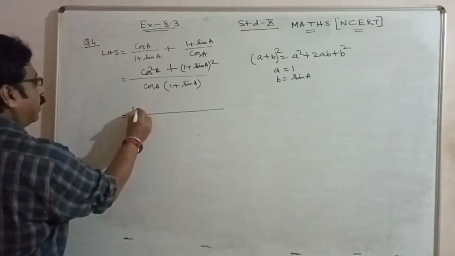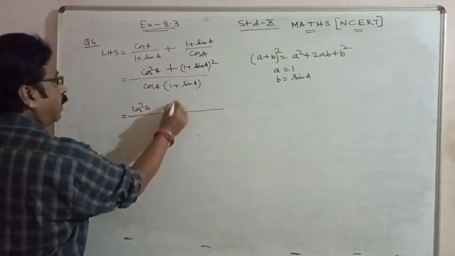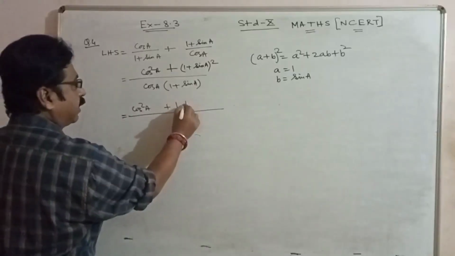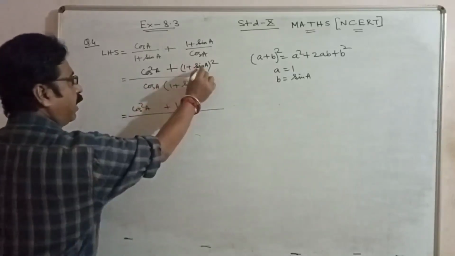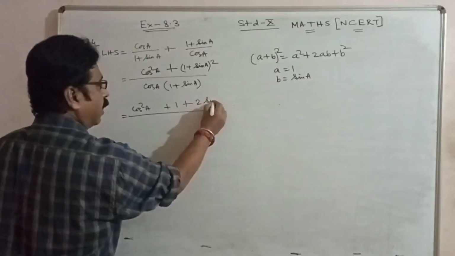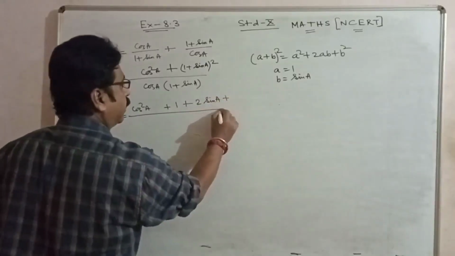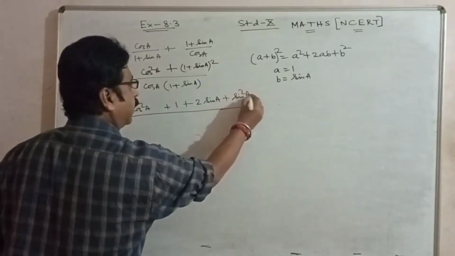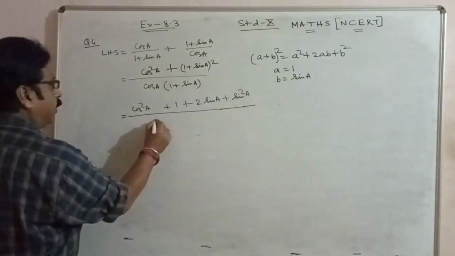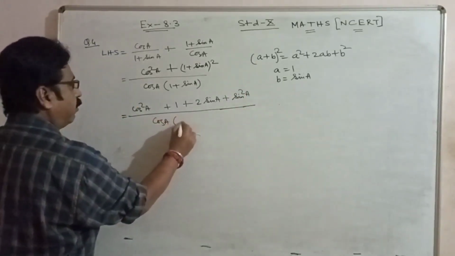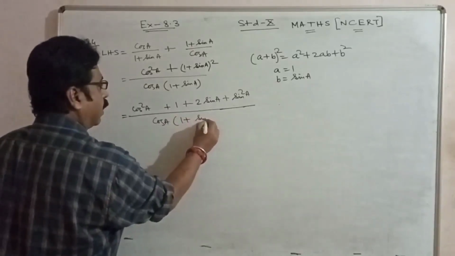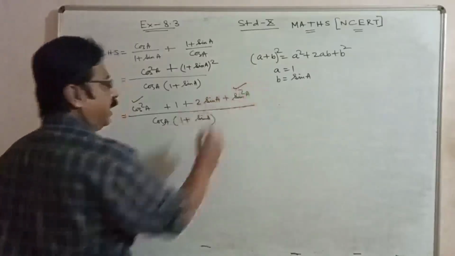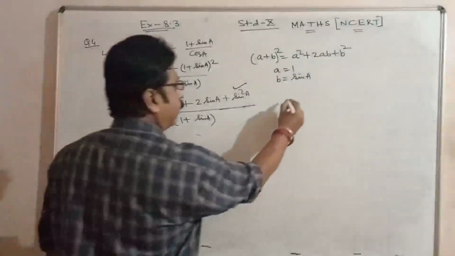Cos square (A plus B) whole square means A square, so 1 square is 1, plus 2 into A into B, that is 2 into 1 into sin A, which means 2 sin A, plus B square, which is sin A whole square, means sin square A. It is cos A into 1 plus sin A. Cos square A plus sin square A, it is 1.